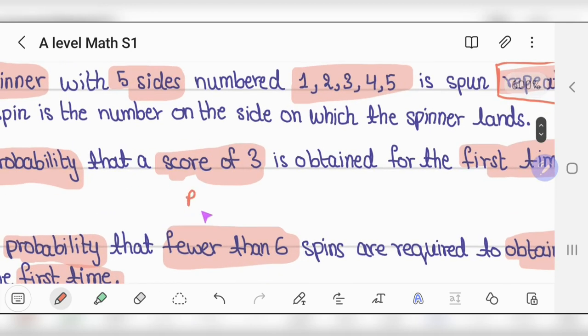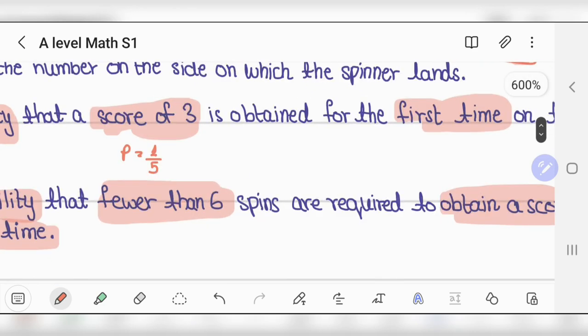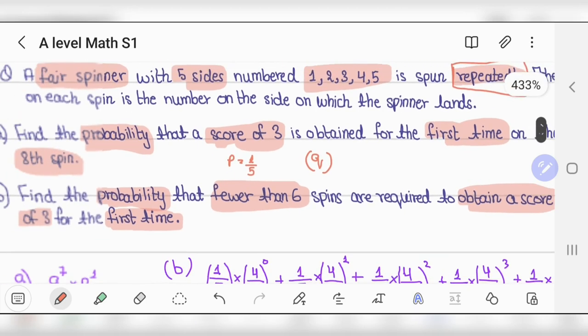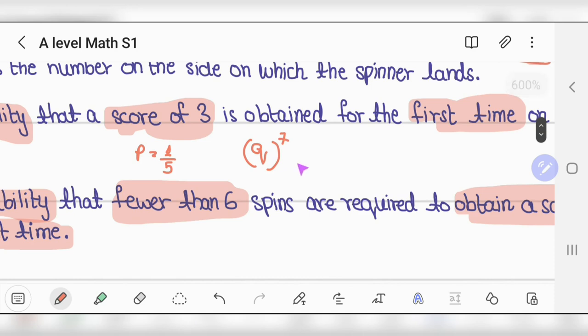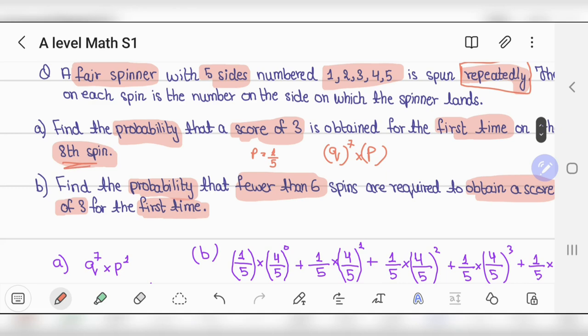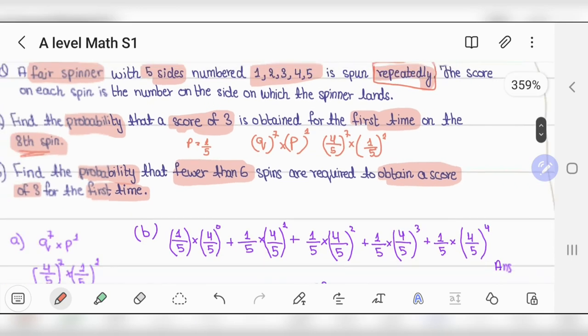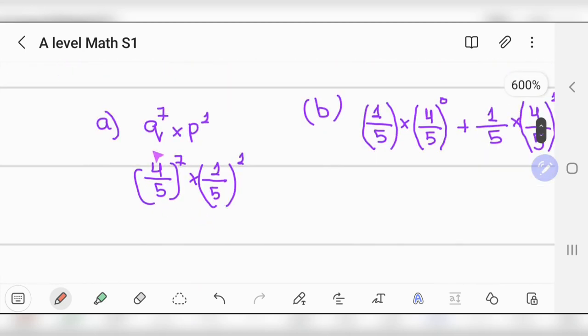Okay, so the probability of success is 1/5. It's obtained for the first time on the 8th spin, which means it's been repeated so many times and I've failed so many times. So 7 failures, but then after that it's obtained for the first time on the 8th spin. So Q is 4/5 to the power 7 multiplied by P, 1/5 to the power 1. Okay, so this is the answer.